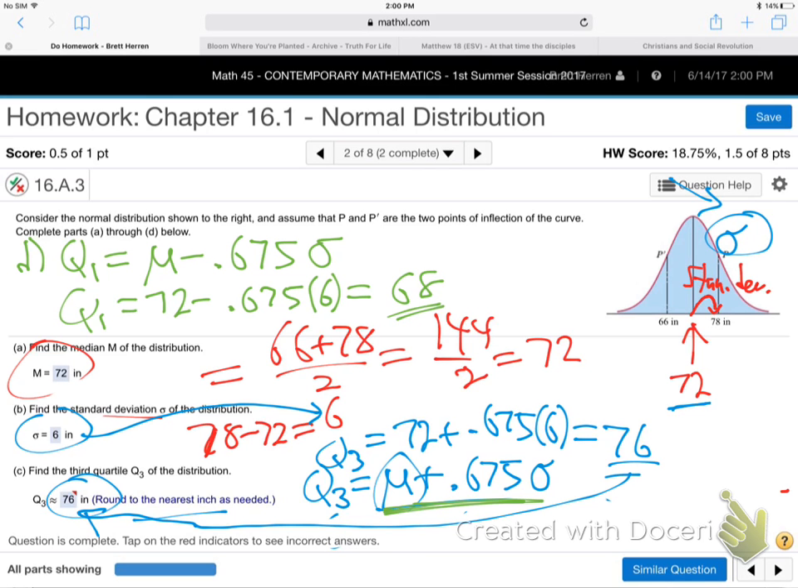68 for Q1. So you want to have the Q3 formula and the Q1 formula written on your 3x5 card. We will use those a fair bit. Q1 and Q3 on the normal bell curve. You want to have those. Good there. All right, I'll keep moving.